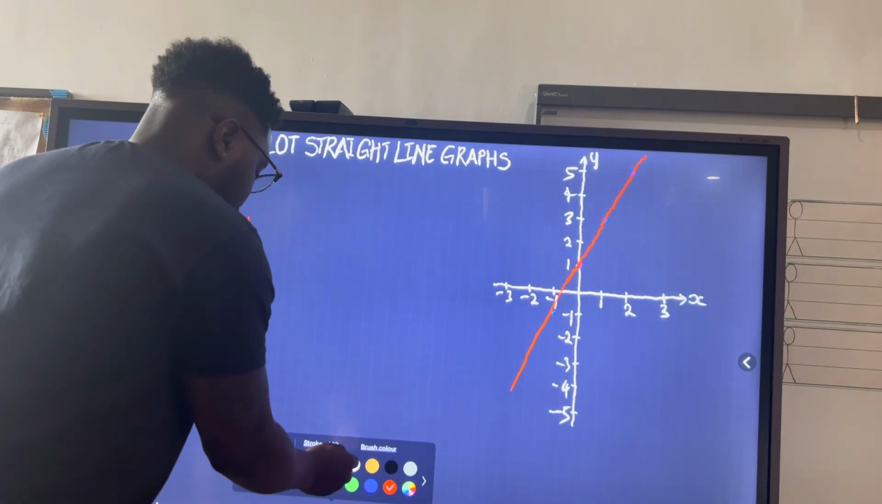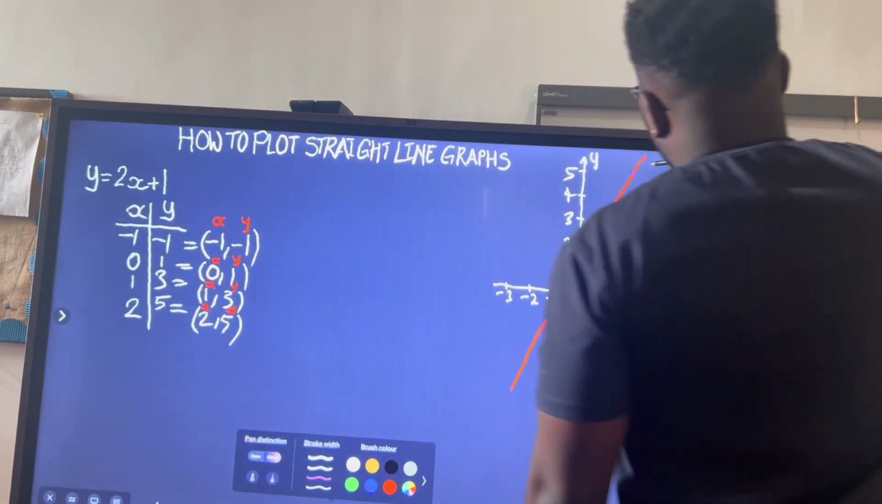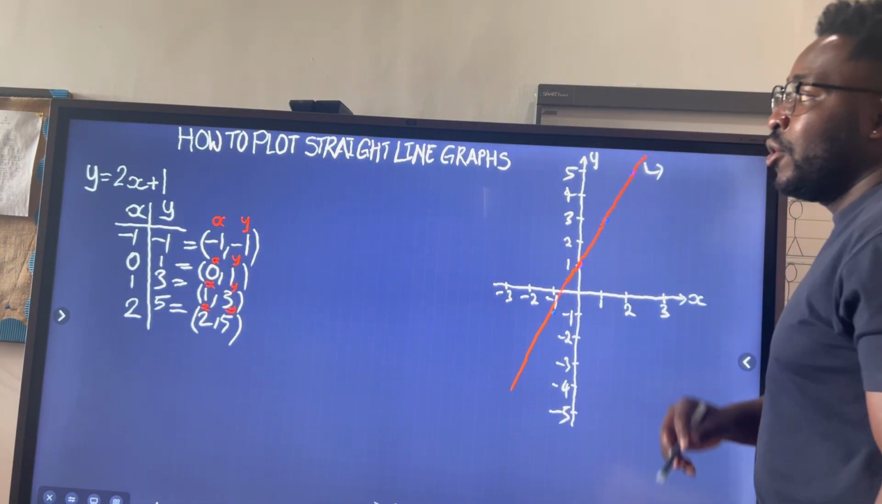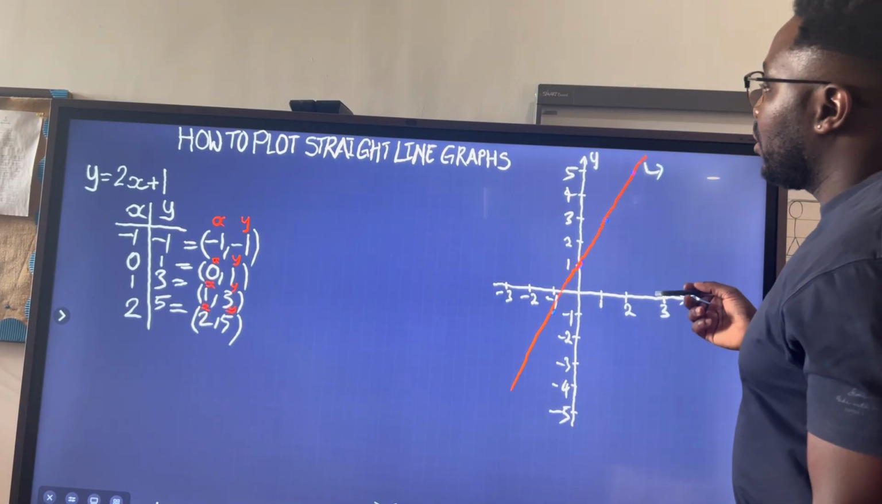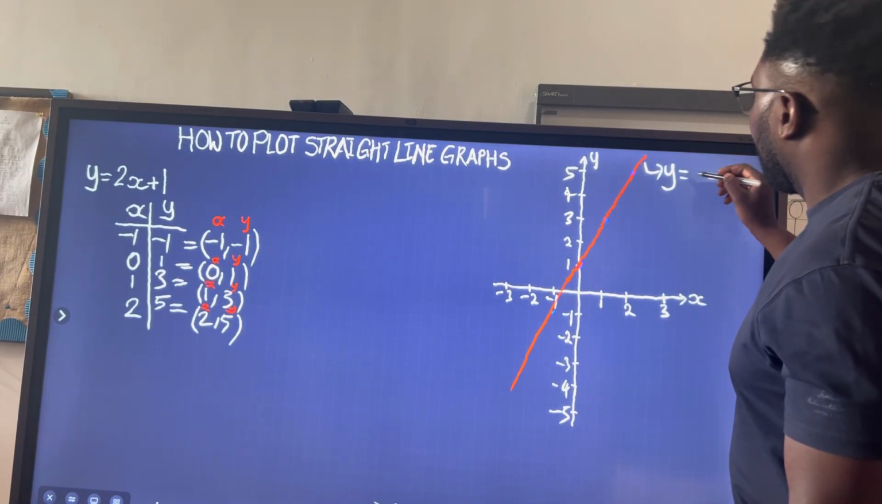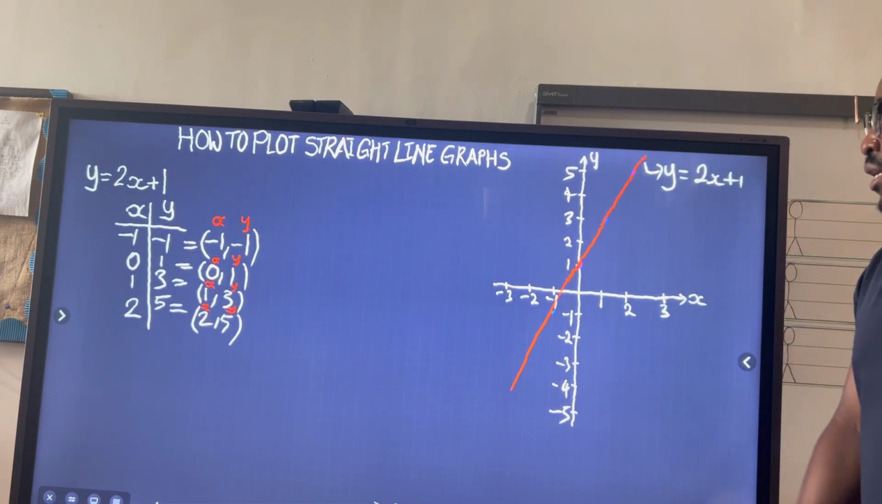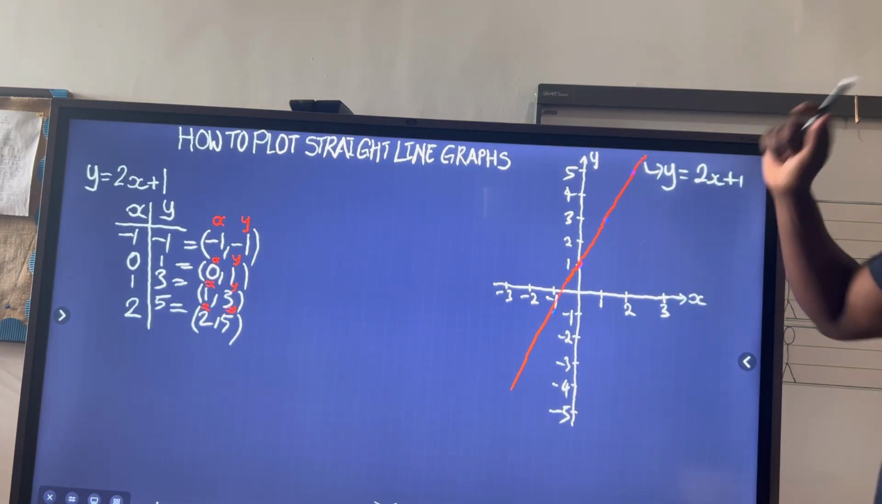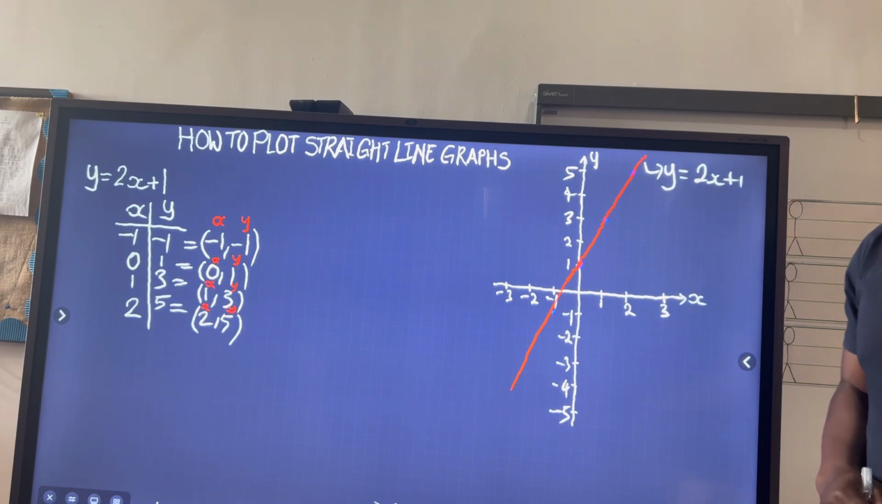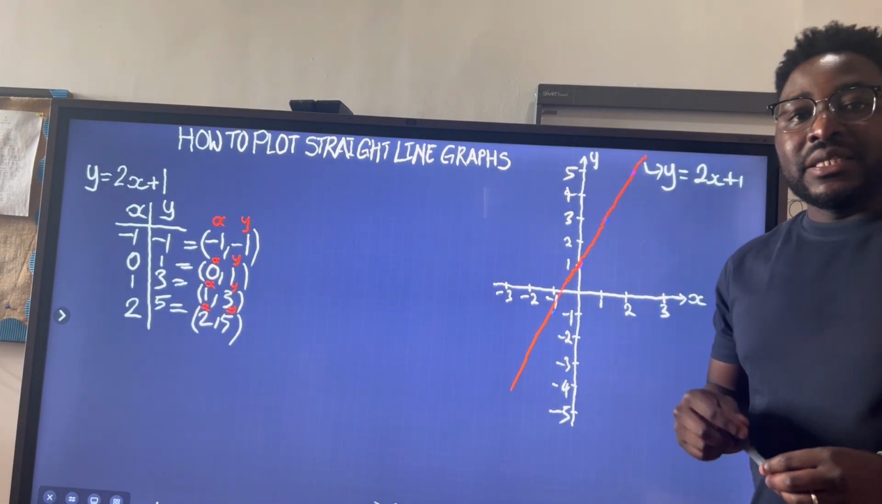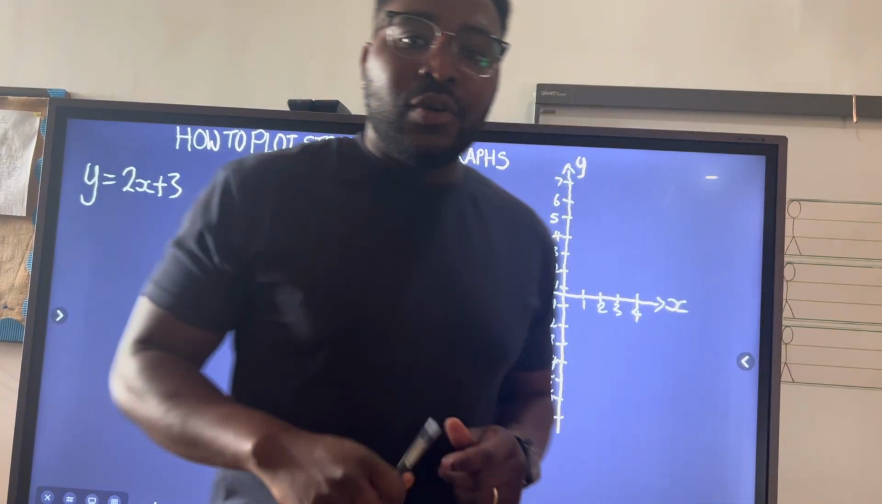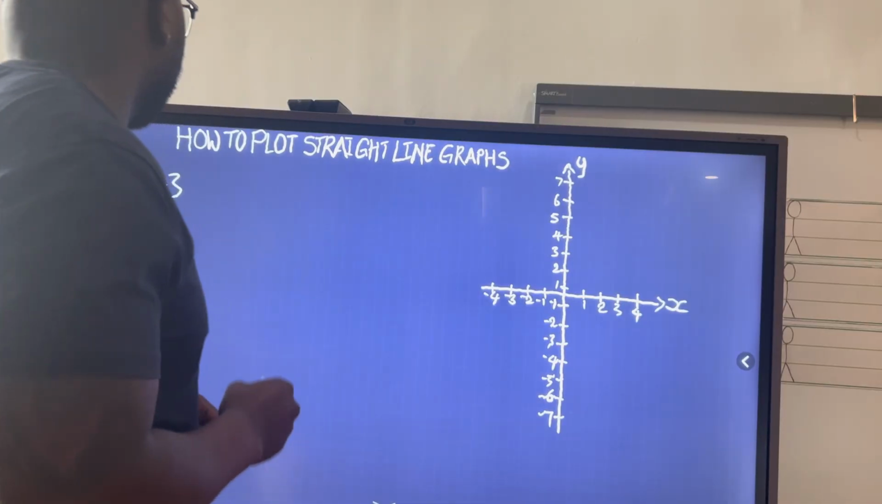We have plotted our y equal to x plus 1. So this is our graph for our first linear equation. Okay, so let's look at our second question.